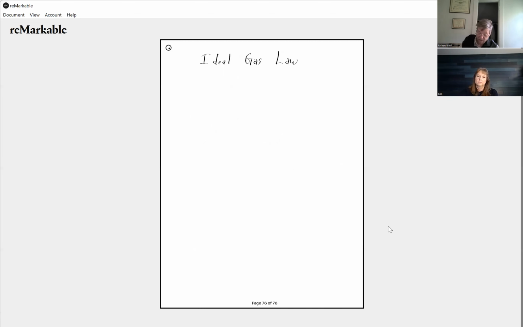As opposed to the ideal gas slaw, which is made from cabbage. It's like a joke. It's just smaller.